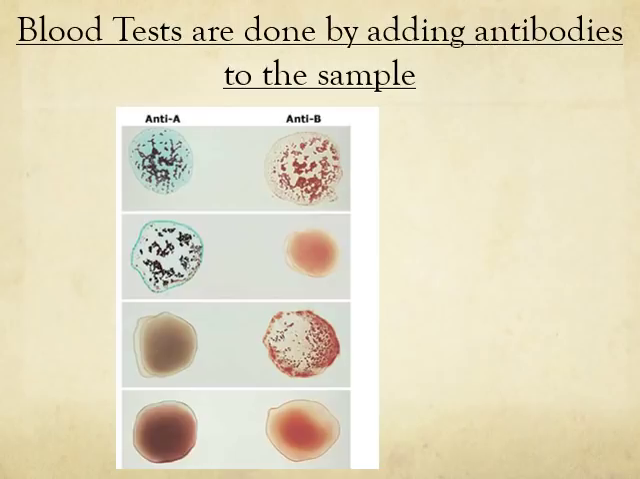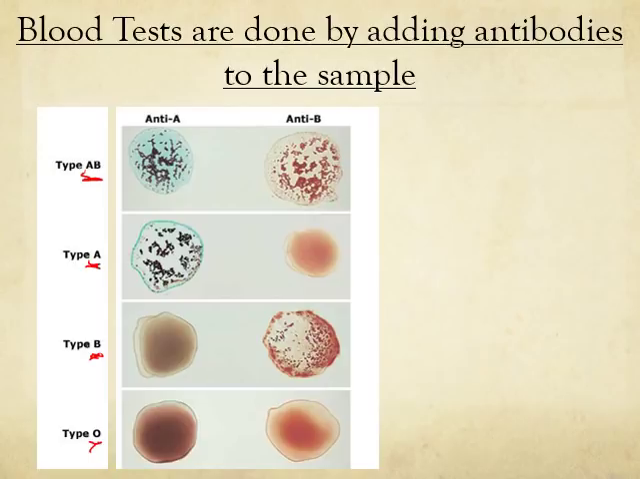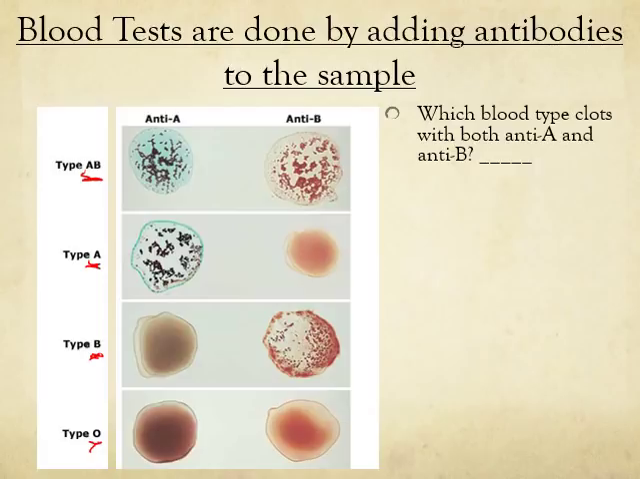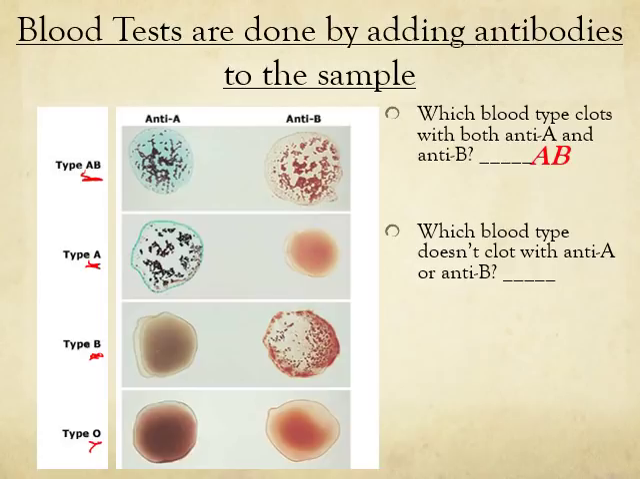So here, we have an example where both anti-A and anti-B reacted, meaning that it has both the A and B proteins on it. Our second example, only the A type reacted, so this only has the A protein on it. The third one, only the B type reacted, meaning we have B type. And in type O, the final one, we had no reaction with any antibodies, which makes sense because O type does not have any proteins, A or B, on its surface. So the type that clots with both anti-A and anti-B is AB type. Meanwhile, the type that doesn't clot with anti-A or anti-B is O type.